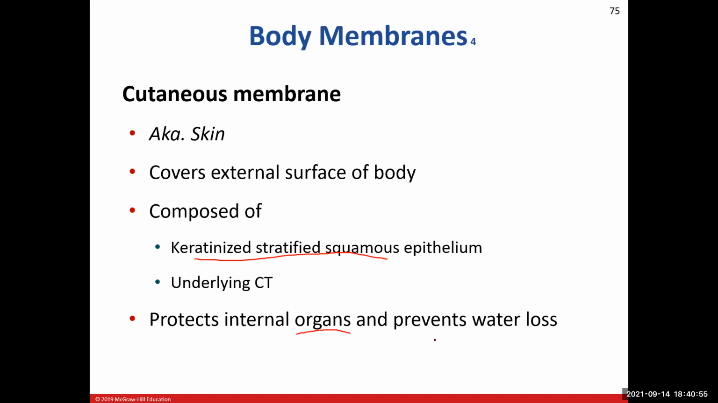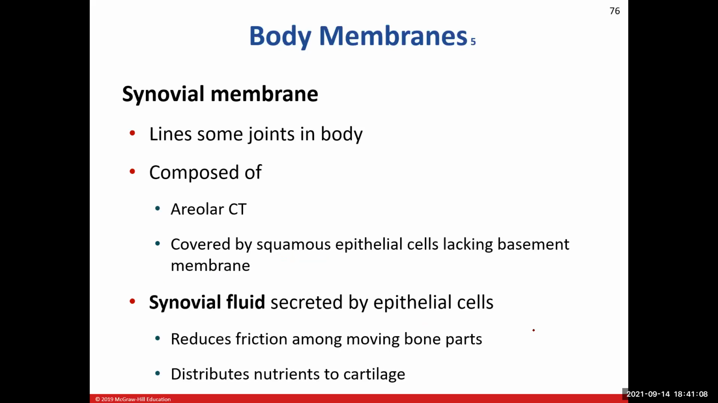Right, so this cutaneous membrane is going to protect the skeletal muscles in addition to other organs that are found underneath. Right, obviously, it's going to prevent water loss. It's going to protect, acts as a selective barrier so that certain pathogens can't enter in. There's a whole list of functions for the cutaneous membrane.